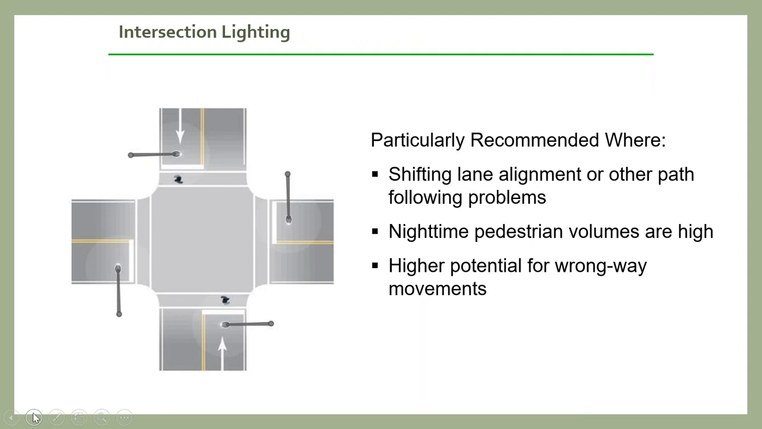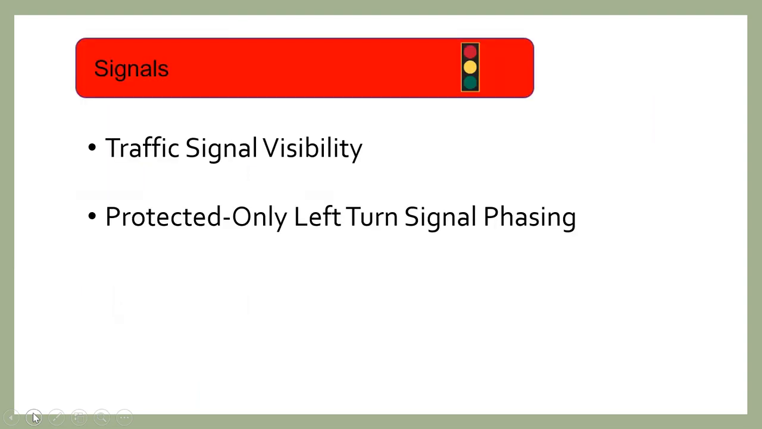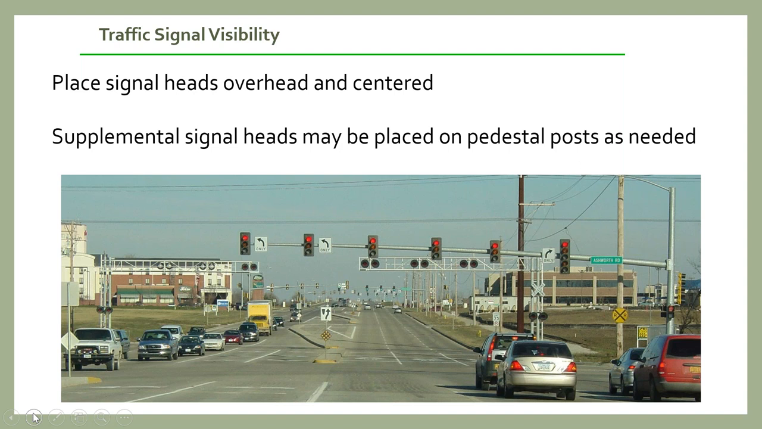And lighting, intersection lighting in particular, if we have a condition perhaps where the lane alignment shifts, also, if we have nighttime pedestrian volumes, intersection lighting can be very, very important for the safety of all users, but in particular the vulnerable users. And then traffic signals, two basic recommendations related to increasing the visibility of traffic signals and the left turn signal phasing, with a general recommendation for protected only, and we'll talk more about that coming up.